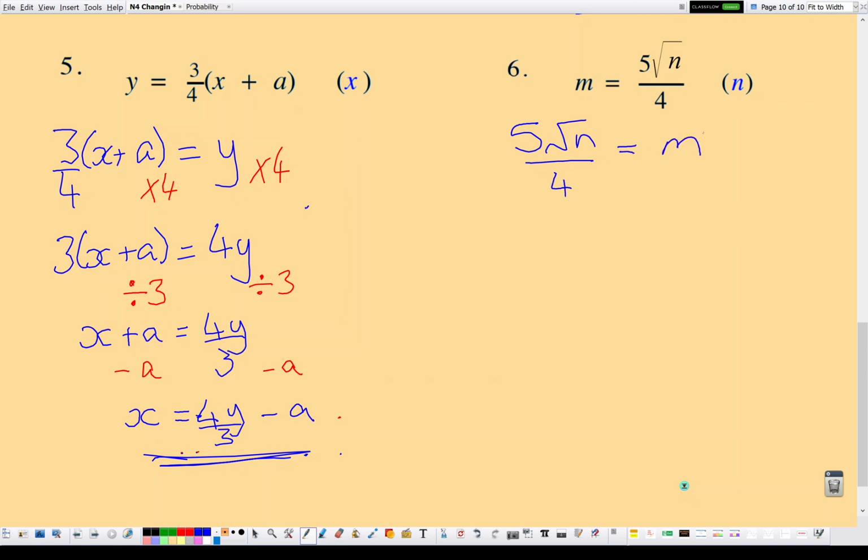Now, similar to when we had a squared, I said leave that to the very end. You're going to be leaving the root into the very end as well. So we're getting this down to just root n, and then we will get rid of the square root. So everything else, get rid of that first. So our instinct is to get rid of this fraction first.